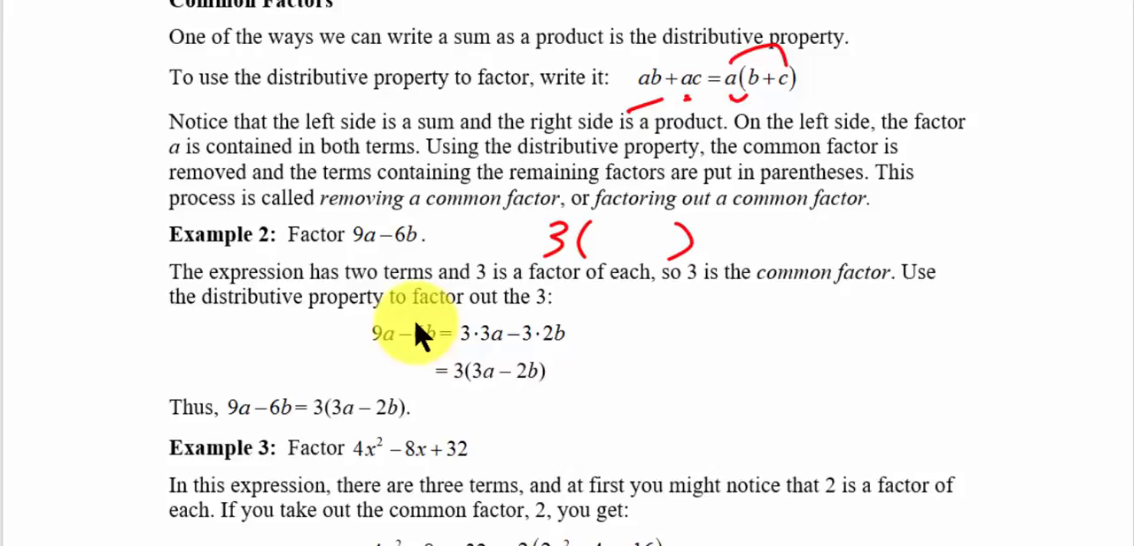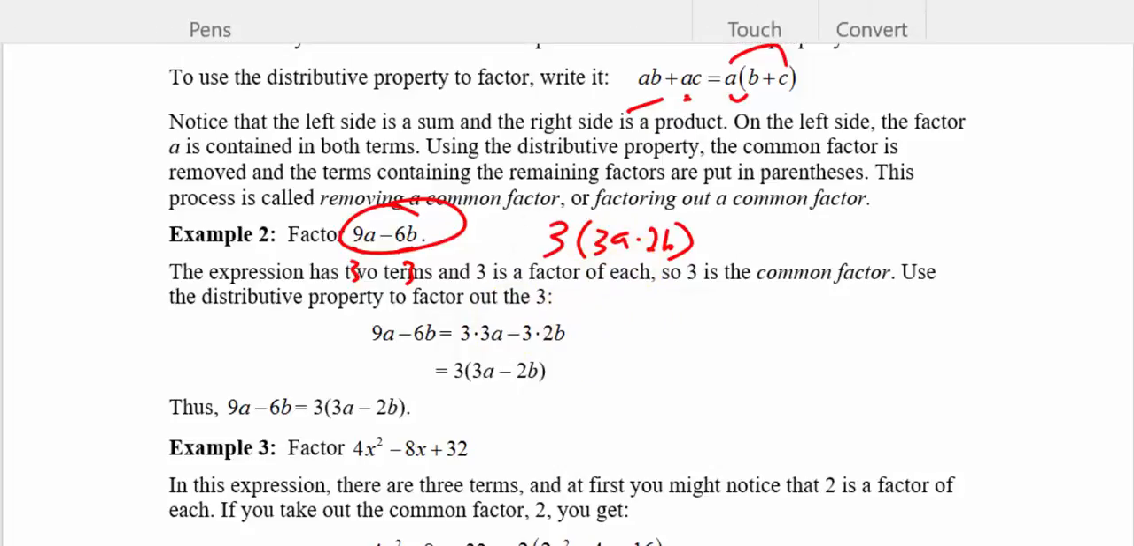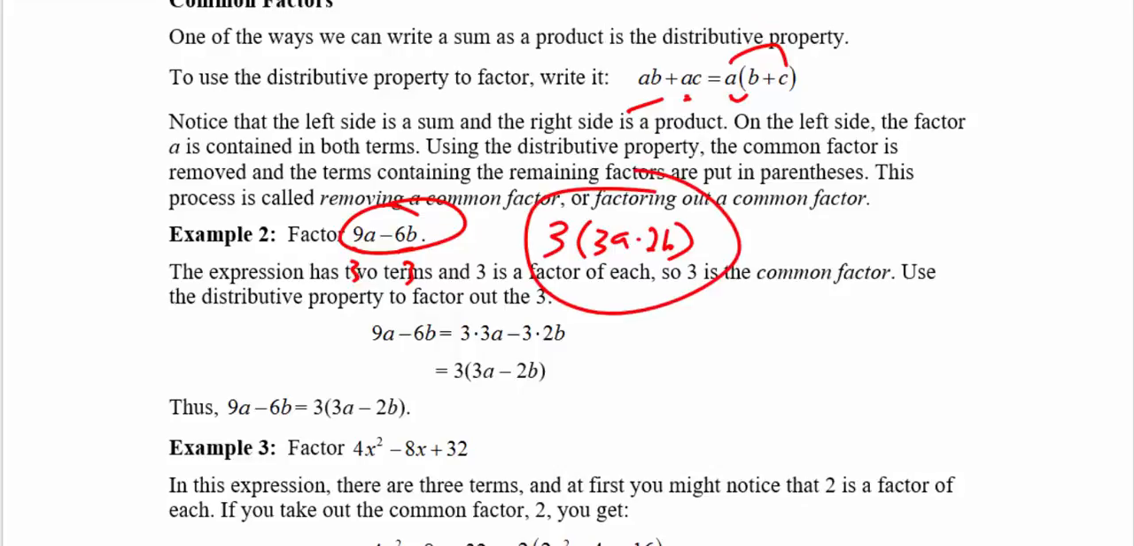So now, whatever you factor out, you divide each term by the 3, right? I factor out a 3, so I'm going to divide 9a by 3, and I'm left with 3a. I'm going to divide negative 6b by 3 to get negative 2b. And we've just factored that problem. All right, let's just take a look. Our answer is similar to their answer. There's my answer. There's the book's answer. Okay?